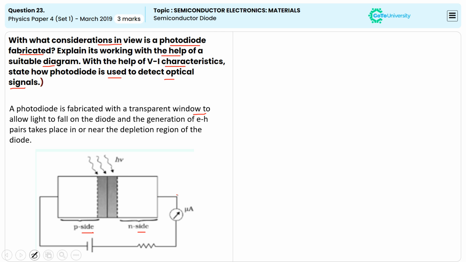And we will see the working principle of this now. Here the light will fall on the diode. How it works, we will see now.